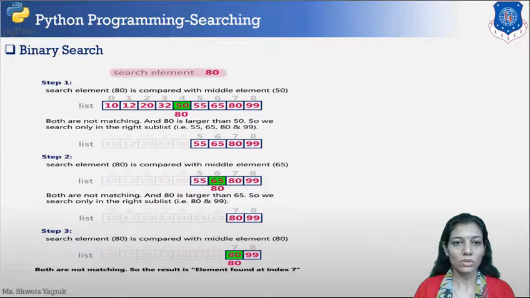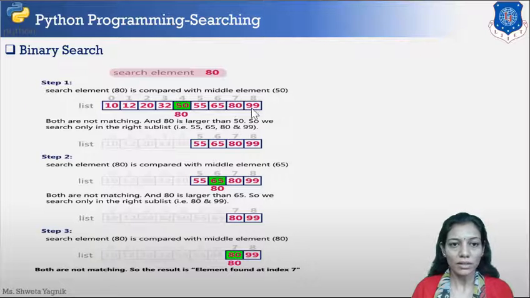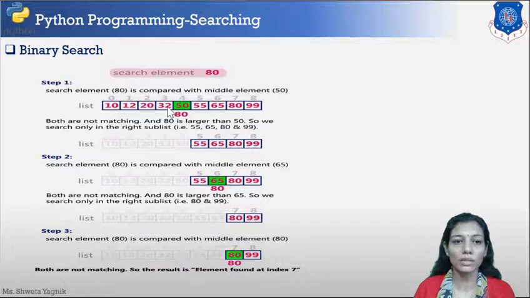Now next we are going to see the example where 80 is to be found. First of all, the middle of this particular list is 50. 50 is lesser than 80. That's why the search space will be on the right hand side sublist. We will totally ignore the left sublist, because there is no point that 80 will be found in the left sublist, because the list is already in sorted order.